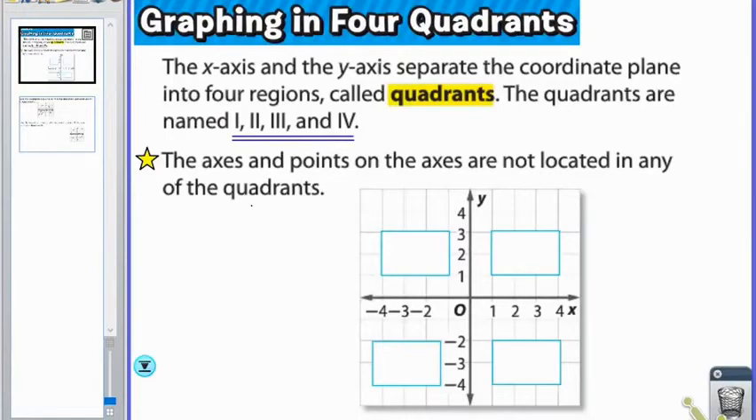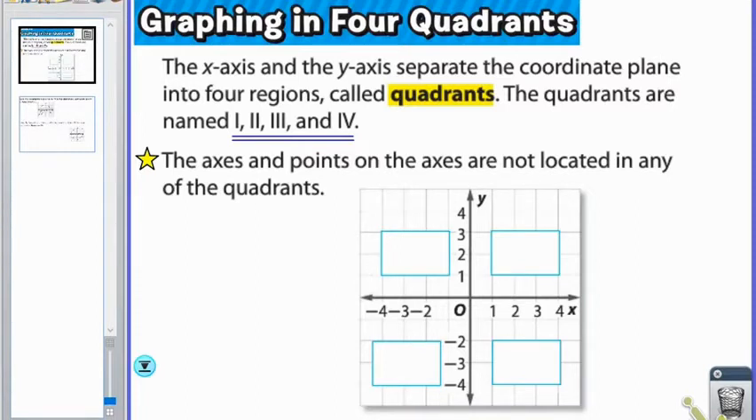So this last lesson is going to be pretty quick because it is a review of what we've already done with graphing in 4 quadrants. There are just a couple of things I want to discuss again in this section. So the x-axis and the y-axis separate the coordinate plane into 4 regions. We've already talked about this.